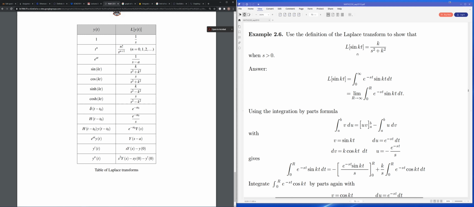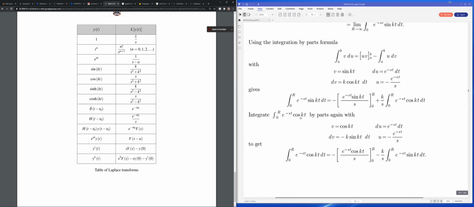Now in order to prove this, you can again use the definition of the Laplace transform. So Laplace of sine kt is the integral from 0 to infinity of the exponential e to the minus st times sine kt. Now this is an integral of an exponential times a sine. This isn't extremely easy to do, but you probably would have seen this already. To do this, you'd need to integrate by parts twice, and that's what I do over here.